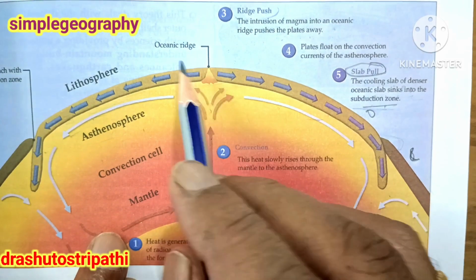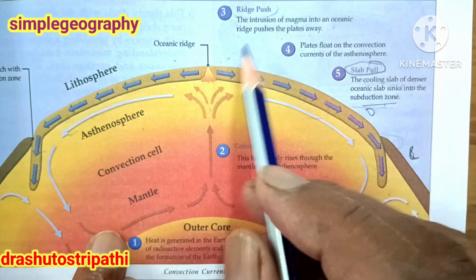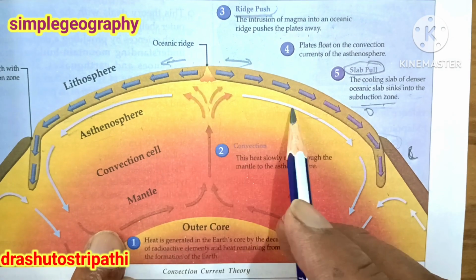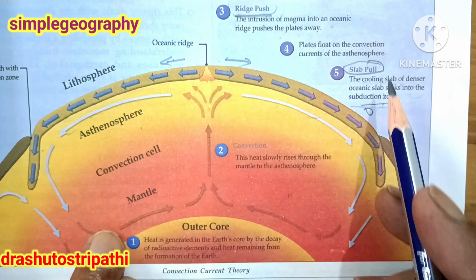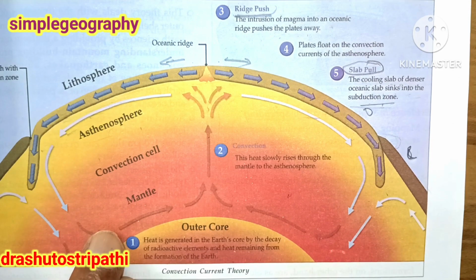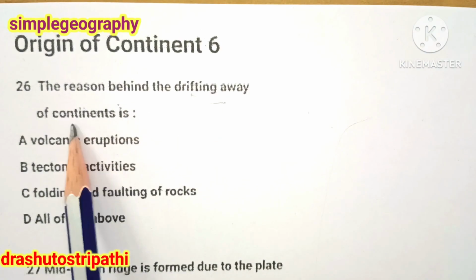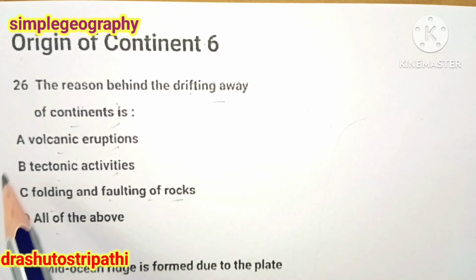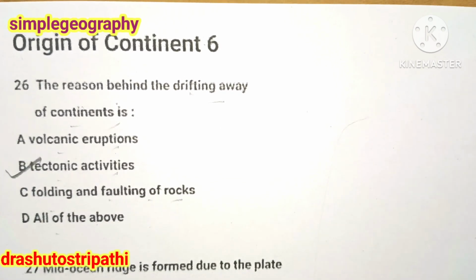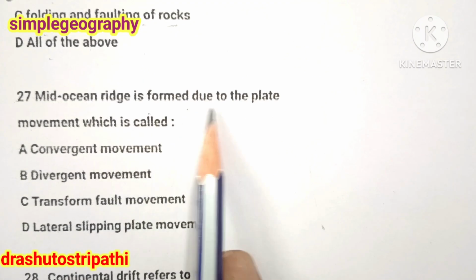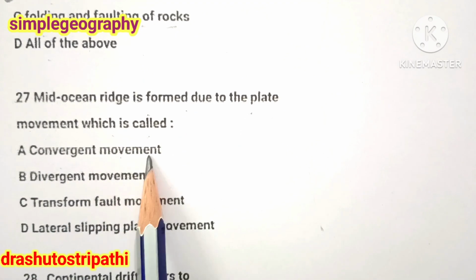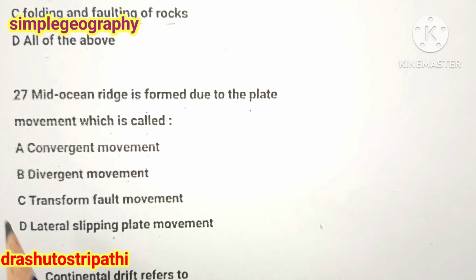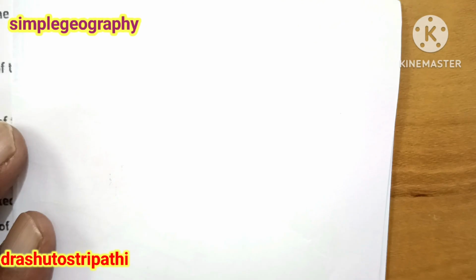Here it may be continental or it may be oceanic. When one plate moves against the other, this process is known as ridge push. Reason behind the drifting away of continents: volcanic eruption, tectonic activity, folding and faulting of the rocks, all of the above. The answer is B, tectonic activities. Oceanic ridge is formed due to which plate movement: convergent, divergent, transform fault, or lateral slipping? The answer is B, divergent movement.